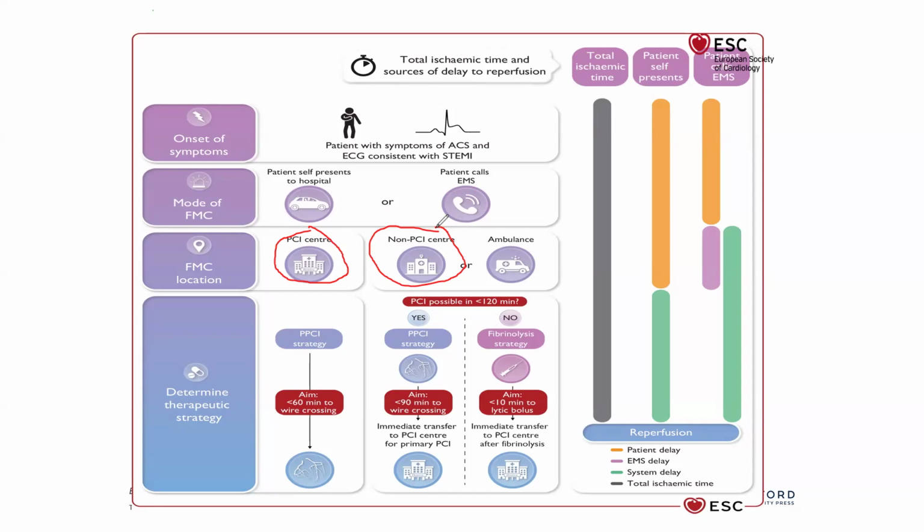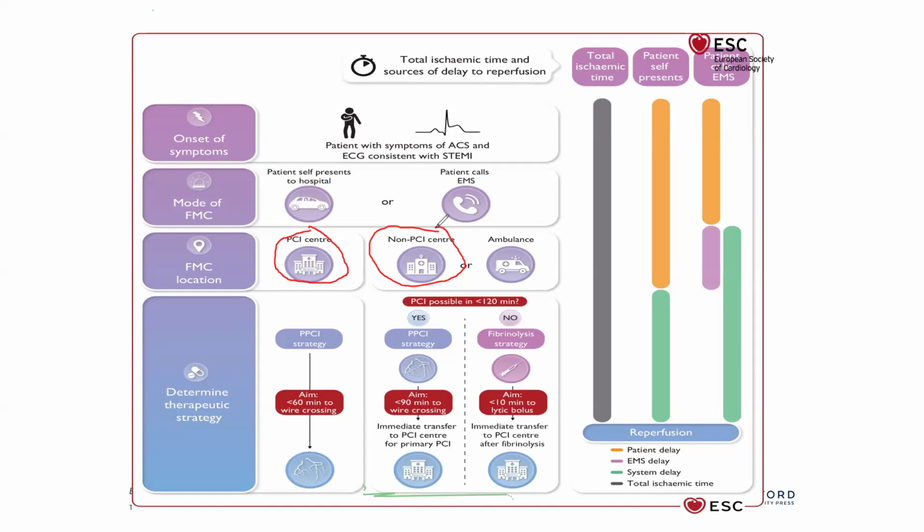However, if the place where they can do the PCI is more than 120 minutes away, meaning you can't get the patient to that facility within 120 minutes, then what you do is thrombolyze the patient if there's no contraindication for thrombolysis. Then refer the patient for rescue PCI if indicated. So that is the pathway.